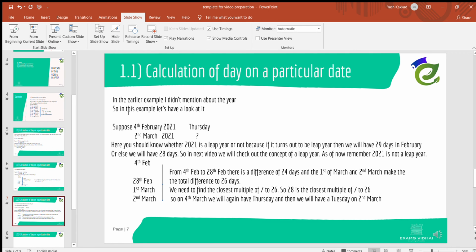Now coming on to the next example. In the earlier example I didn't mention the year. So in this example, you are given 4th of February 2021 is a Thursday, then which day would be on 2nd March 2021? Here you can see that I have mentioned the year 2021. So you need to know whether February would contain 28 days or 29 days. If 2021 is a leap year, then February would have 29 days. If 2021 is not a leap year, then February would have 28 days.